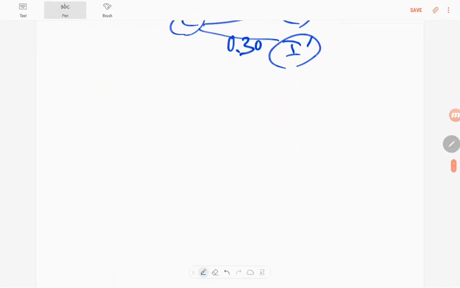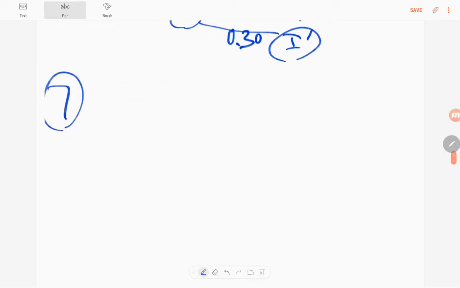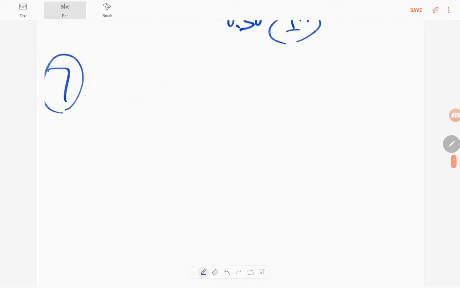Let's try number 7. Assume that you are drawing 2 balls without replacement from an urn that contains 10 green, 9 blue, and 4 red.